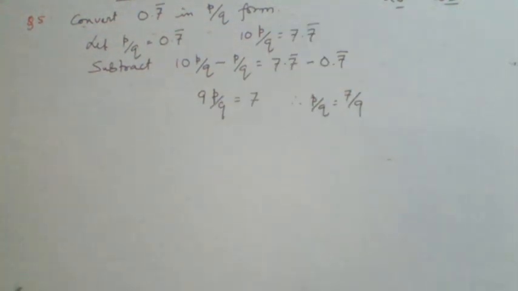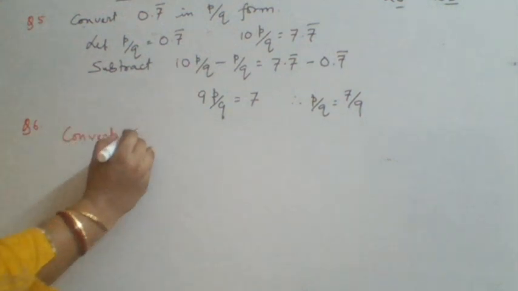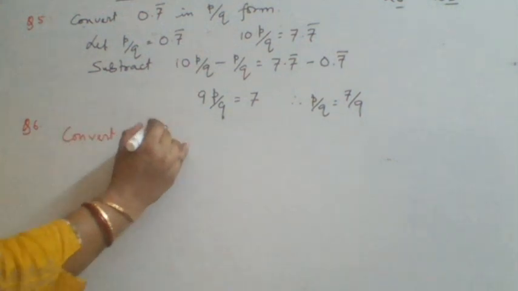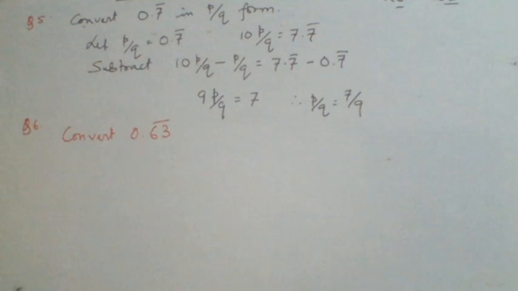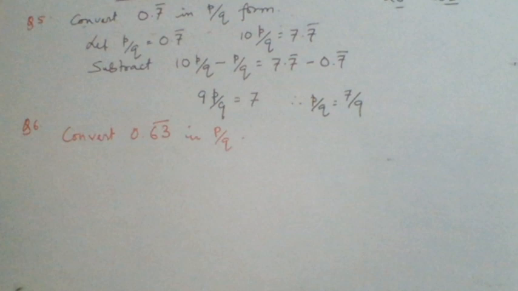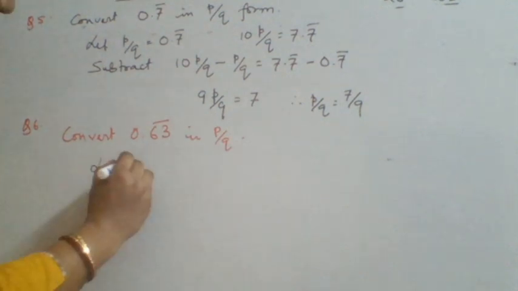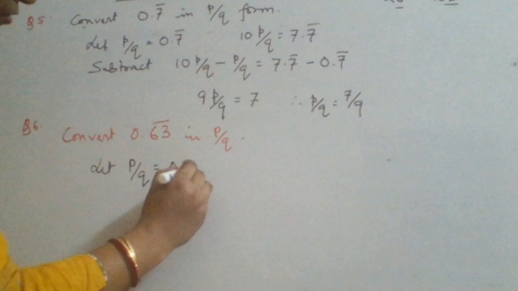One more question. Say question number 6 is like this. Say you are asked now, convert 0.63 bar in P by Q form. So again, in the same way we will start. Let P by Q is equal to 0.63 bar.